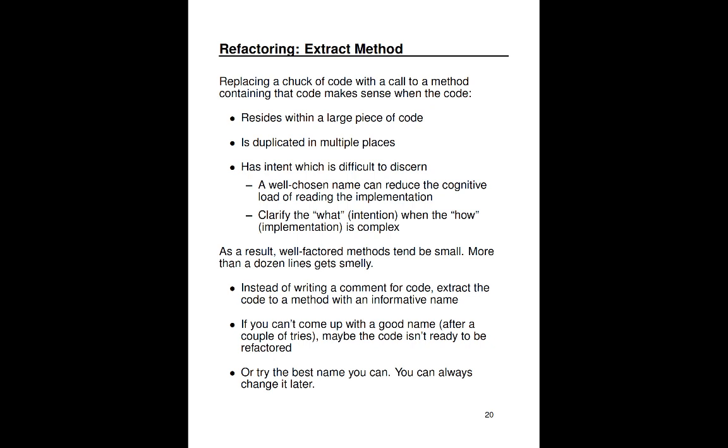So again, when you feel the urge to write a comment that explains code, instead think about extracting that code to a method that has a more informative name and more informative parameter names. But if you find you can't come up with a good name, especially if you've tried a couple of things, that might be an indication that maybe the code isn't ready to be refactored. Because again, if it's hard to express the intent, maybe it just means the code needs a little bit more time to percolate, and then its intent will become clear.